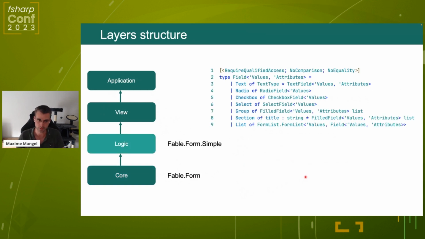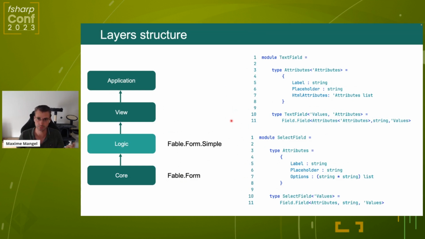On top of this core layer, you then have the logic layer, which is handled by Fable.Form simple in this case. And what your logic layer does is it defines all the type of fields that your application can support. So in this case, text, radio, checkbox, and select, and also some non-standard fields like group, section, and list. And as you saw earlier, section is just a way to change the visual representation of your form, but it doesn't add any functionality to it, we could say.